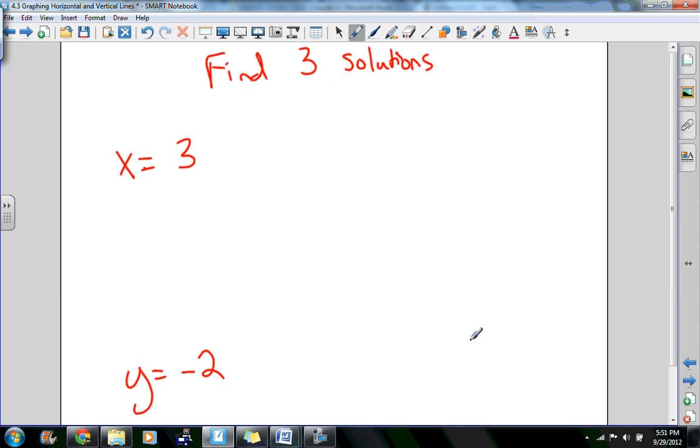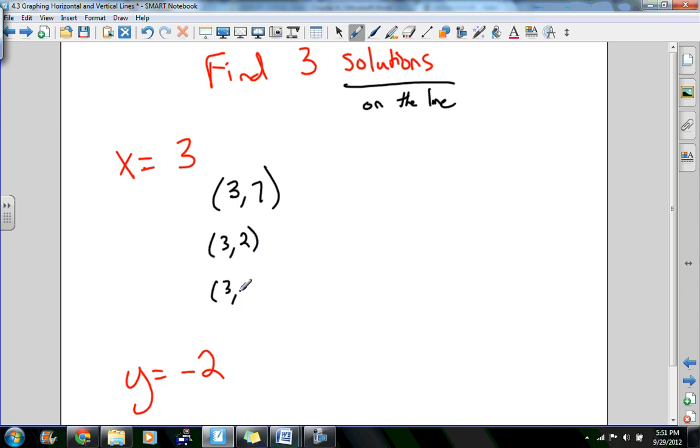Okay, and now when it says find 3 solutions, I hope that you remember that solutions mean on the line. So it's giving you a really tricky way to say, give me 3 ordered pairs. Okay, so for this one here on the x, well, we're going to make ordered pairs. That has to be a 3, and the second one can be anything. So something like 3, 7, or it could be 3, 2, or it could be 3, -4. Those are 3 solutions.